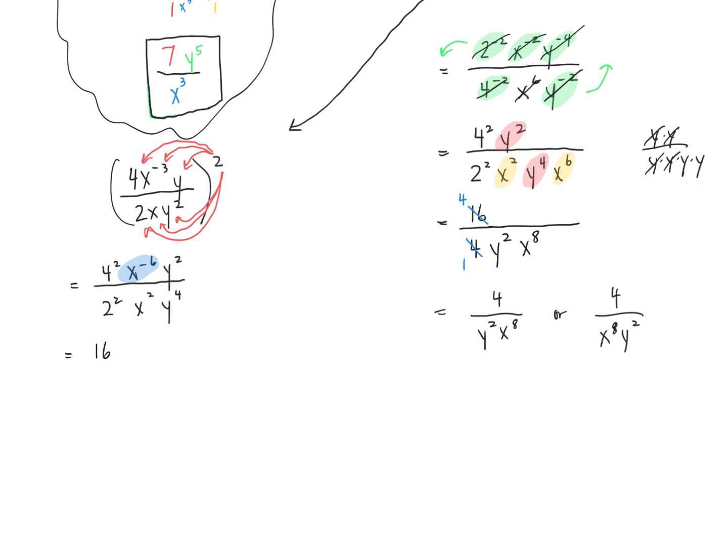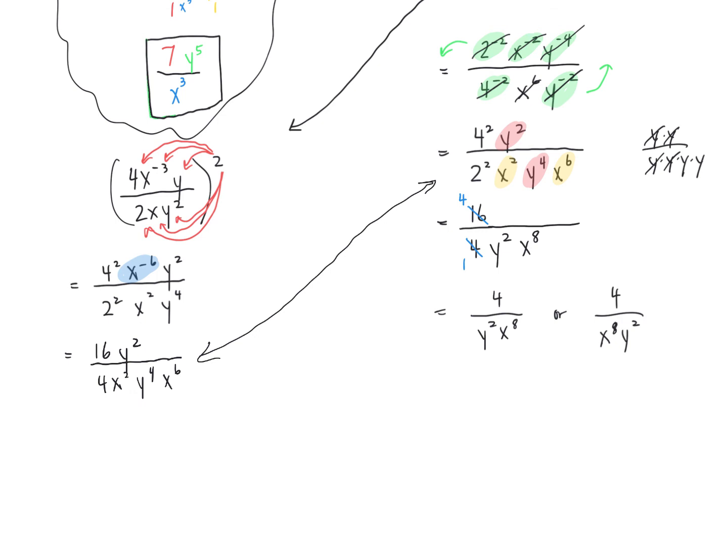So this is going to be 16 y squared is left on top. And on the bottom, I will have 4 x squared y to the 4th, and then move that x to the 6th to the bottom. Notice now, I'm pretty much at the same place I was here, with the exception of I did the 16 and the 4. But we're at the same place.